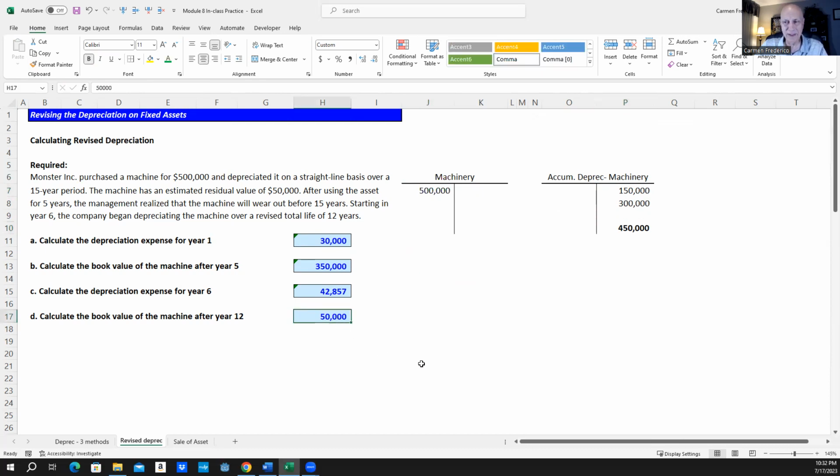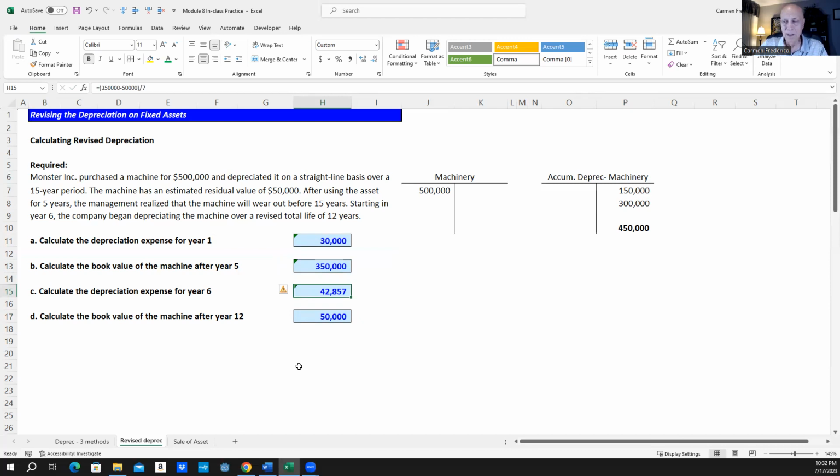Okay, so that's how you revise depreciation. You revise it based upon, again, whatever management believes, either more or less useful life, and then you depreciate the remaining book value over the remaining useful life of the asset.